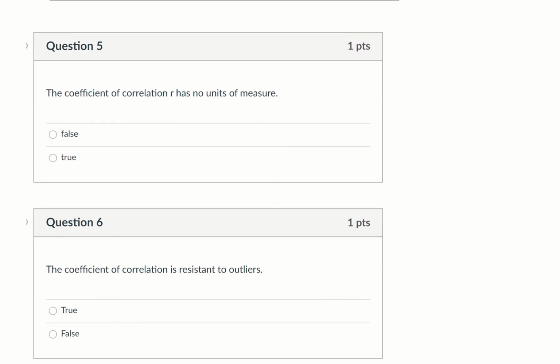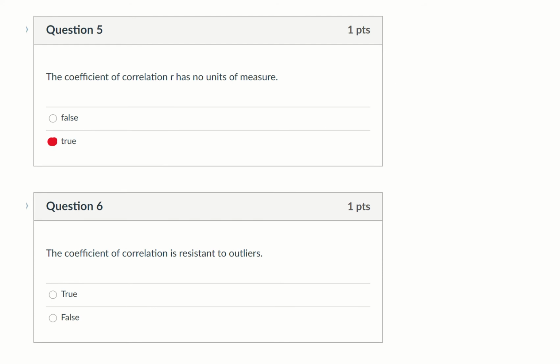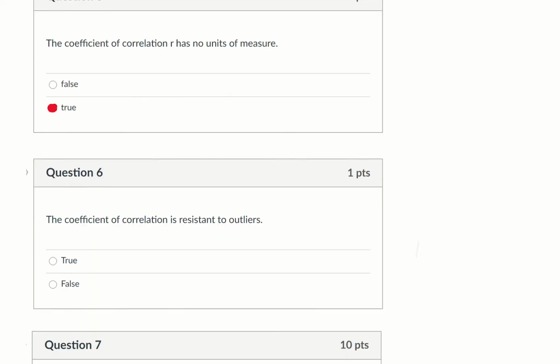Question 5, the coefficient of correlation R has no units of measure. That is actually true. R has no units of measure. And in fact, when you're calculating R, it doesn't matter what units you're using because they end up canceling out anyhow, and you always end up with something that is unitless.